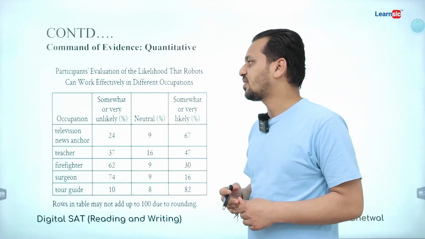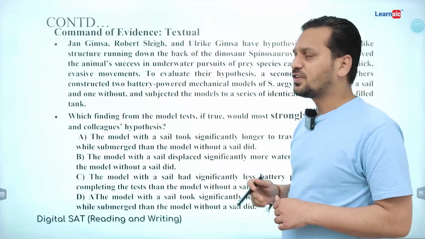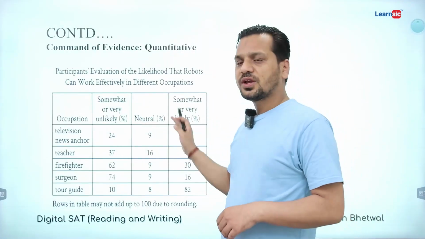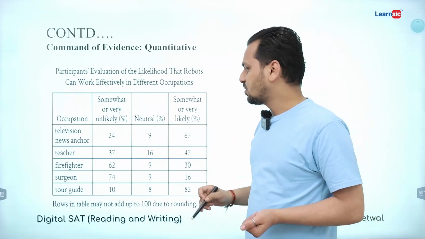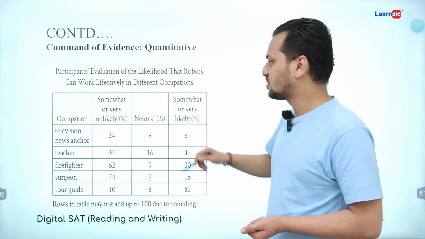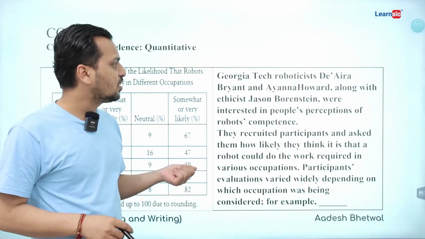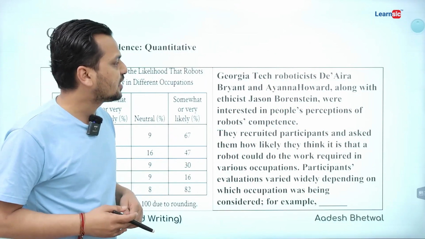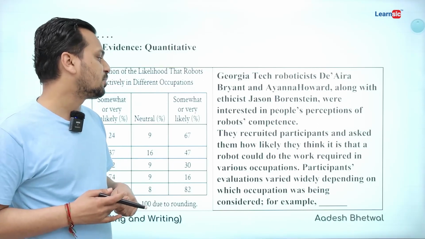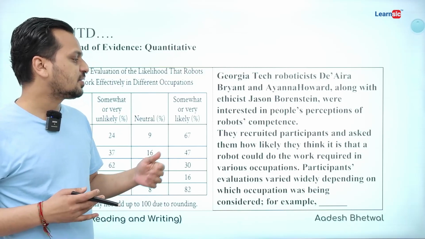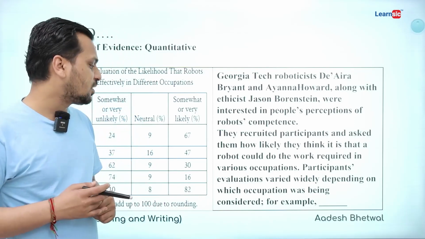And the next question type, or I think the last question type under this particular domain, is command of evidence. The previous was command of evidence textual, this time it is command of evidence quantitative, because here you get a graph, data like this, and there will be a text and you have to find the answer. You can see the table says 27, 9, 67, you can see rows and columns and certain things written there. With the table or graph, you will get this kind of text. Georgia Tech robotics researchers, along with an ethicist, were interested in people's perception of robots' competence. They recruited participants and asked them how likely they think it is that a robot could do work required in various occupations. Participants' evaluations varied widely depending on which occupation was being considered.